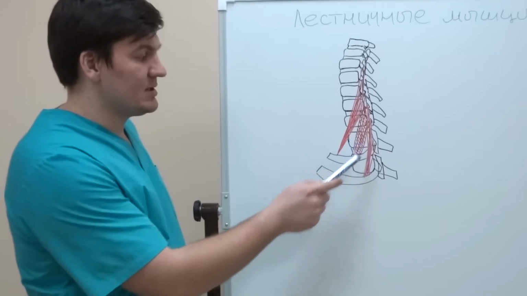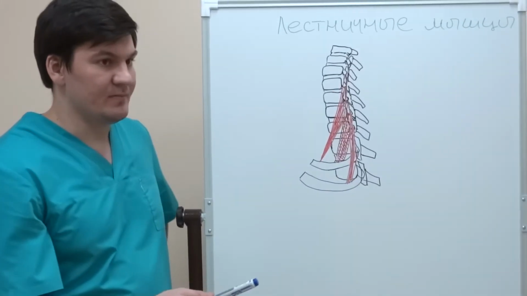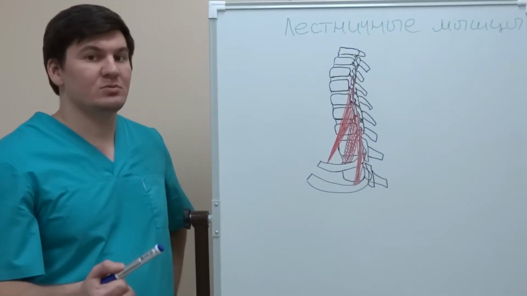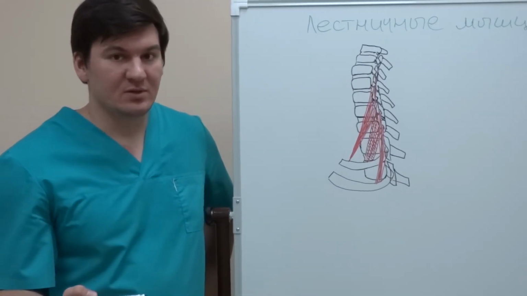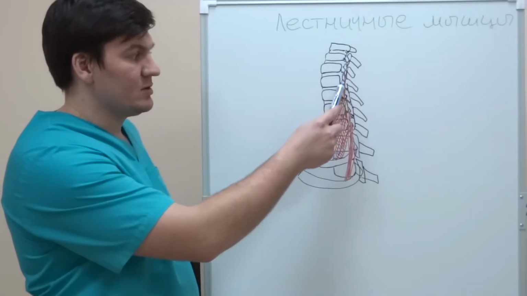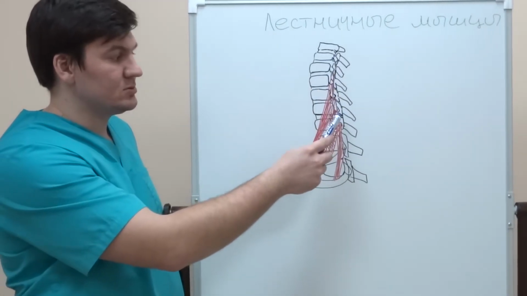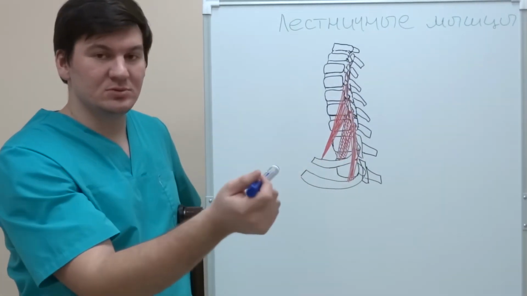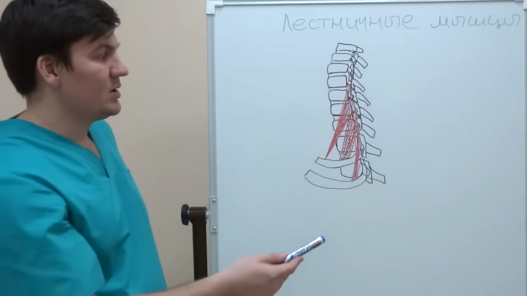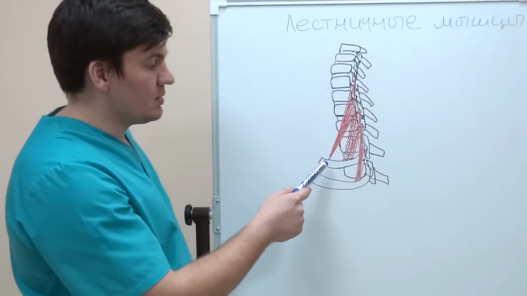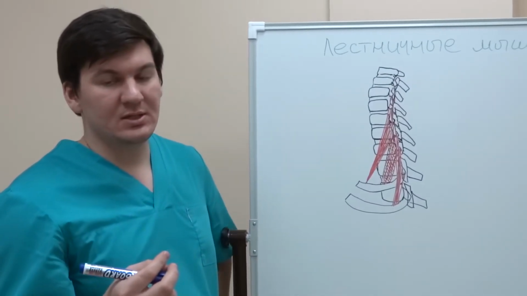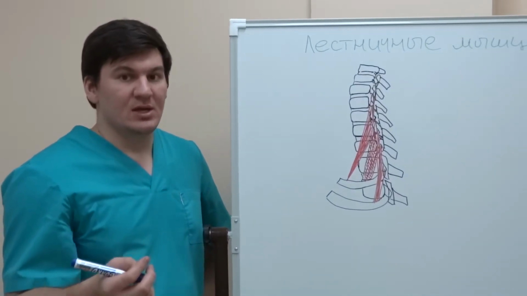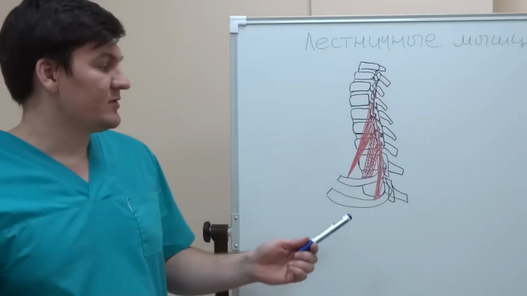Anterior, middle, and posterior scalene. The peculiarity of these muscles is that they start from the transverse processes of the vertebrae. They are located on the side of the vertebral body and are attached to the first rib. The anterior and middle scalene muscles are attached to the first rib, and the posterior scalene muscle is attached to the second rib.